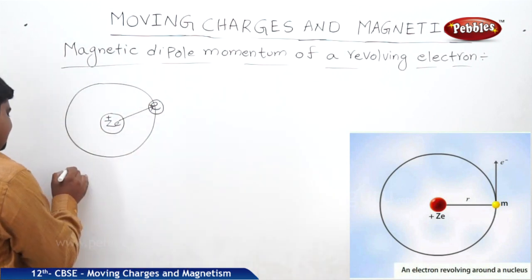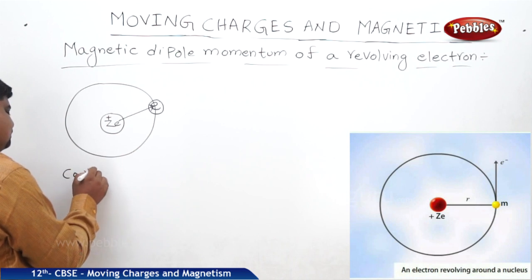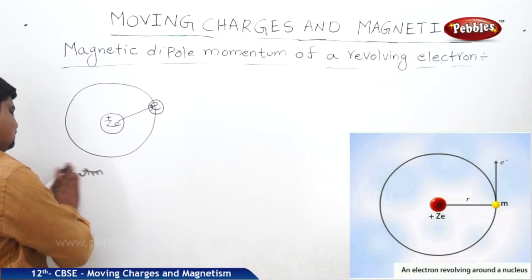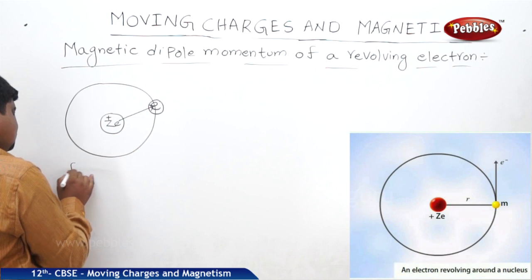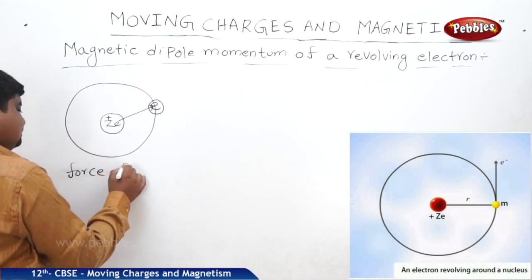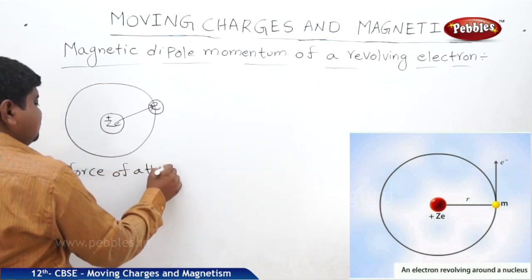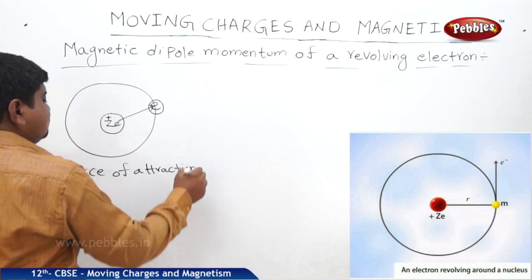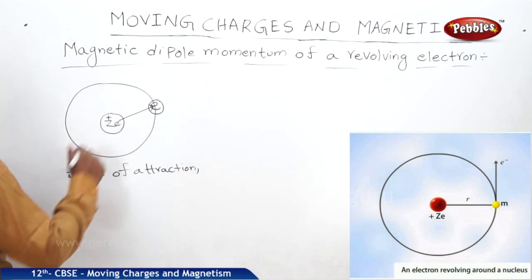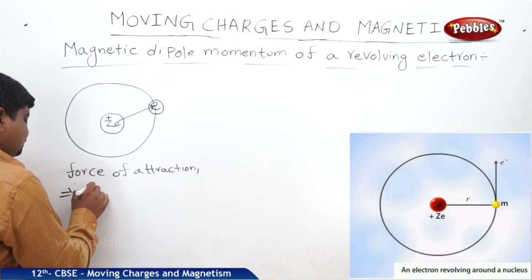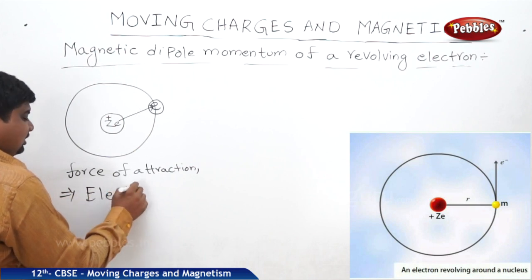So we can write Coulombic force of attraction, and this concept leads to electrostatic field.